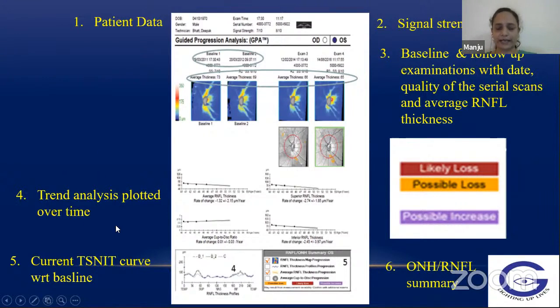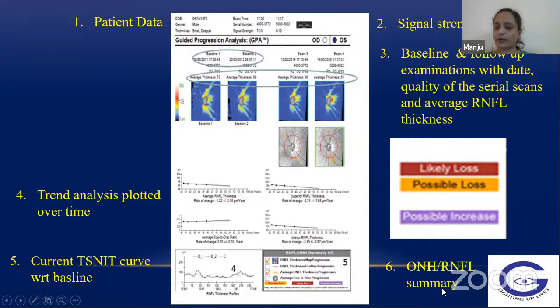Zone 4 is the trend analysis which is plotted over time and it is available for average RNFL thickness, superior RNFL thickness, inferior RNFL thickness and average cup to disc ratio. Zone 5 is the TSNIT, it is an event analysis which shows the current TSNIT curve with the baseline.